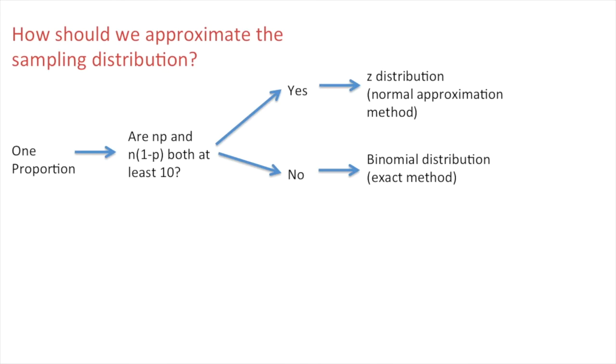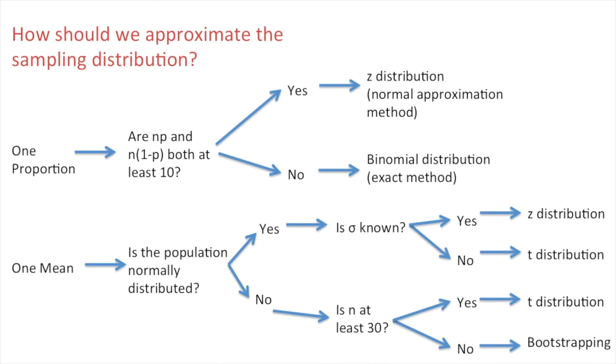For one proportion, the question you need to ask is, are n times p and n times 1 minus p both at least 10? If yes, then the sampling distribution can be approximated using a z-distribution. This is known as the normal approximation method. If no, then the binomial distribution should be used as an approximation of the sampling distribution. In Minitab Express, this is known as the exact method. Note that you could also use bootstrapping methods in this case.